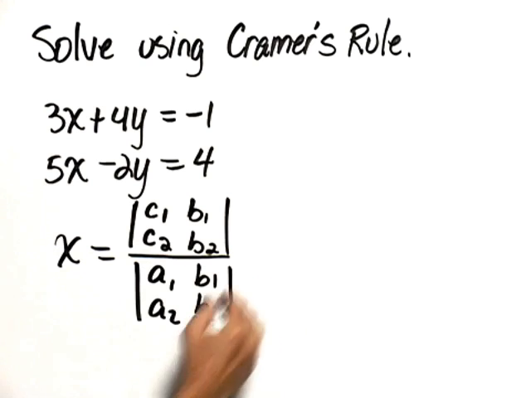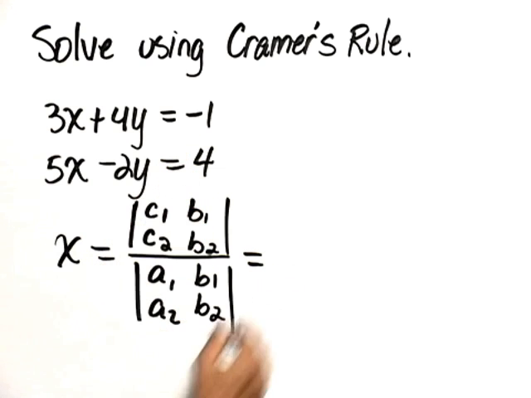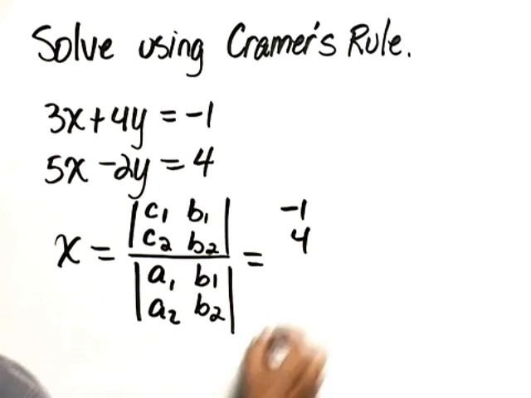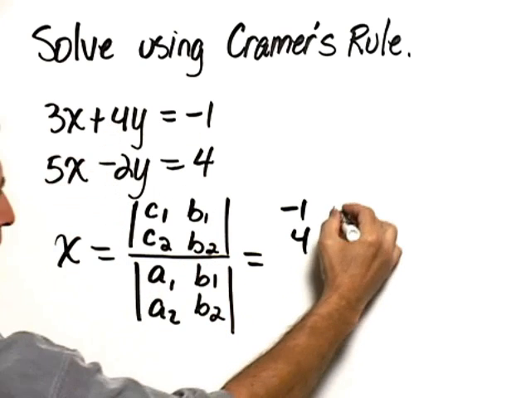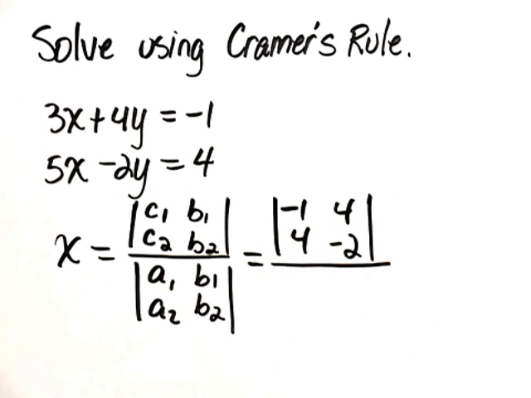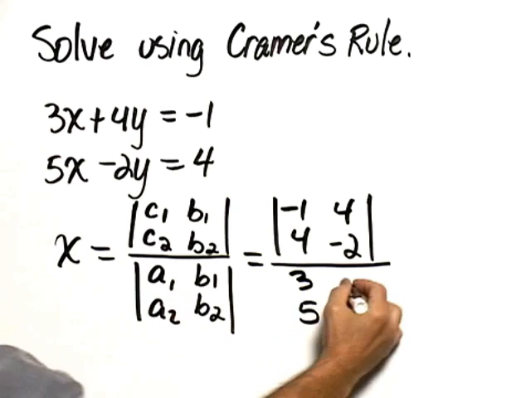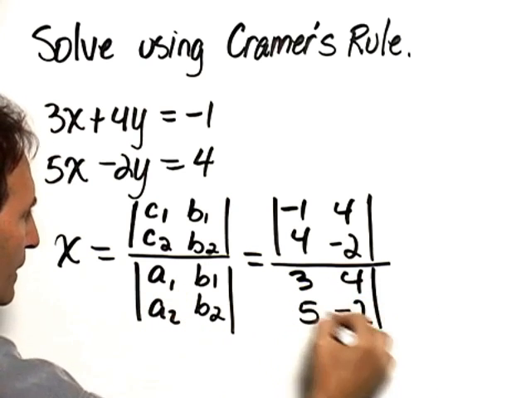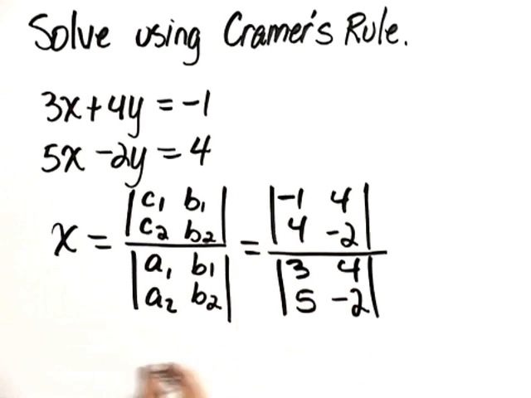This is equal to then, making our substitutions, C1, C2 is -1 and 4. B1, B2 are the coefficients of y, 4 and -2. The determinant here is the determinant of the coefficients, so A1, A2 is 3, 5, and B1, B2 we just said was 4 and -2. Let's evaluate these two determinants.